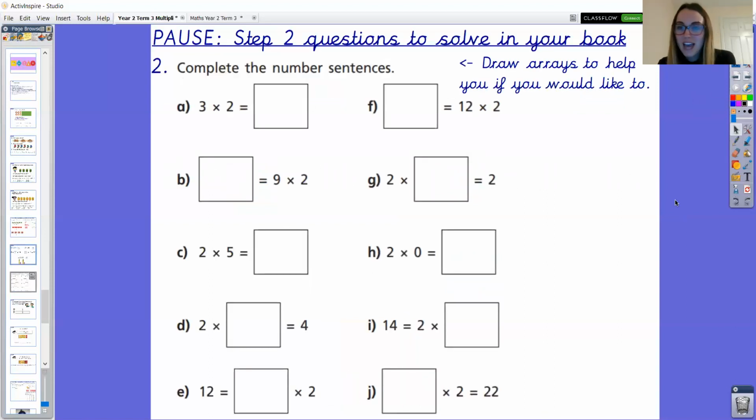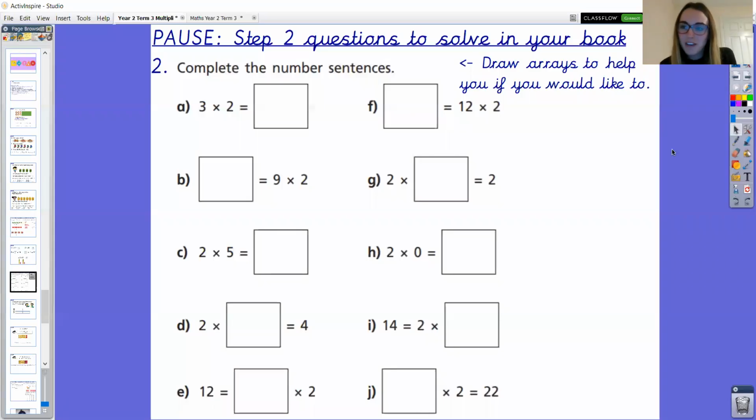Okay, so on your screen now, you can see step 2. There's quite a few questions, isn't there? But I'm sure that you'll be super speedy, especially if you've been practicing your times tables on Times Table Rockstars. There's quite a few questions, but because you're not writing STEM sentences and it's just multiplication facts, it should be okay. Just see how you go. I've written a little note and I've said draw arrays to help you if you would like to, okay? You don't need to do this, but if you think it would be useful, I encourage you to draw arrays, okay? So please pause the video here and complete step 2.